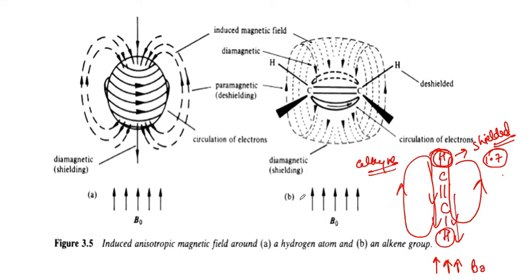So these are some of the explanations of diamagnetic shielding and diamagnetic de-shielding caused by the ring current of the pi electron density. It's very important for all of you to consider this for different systems.